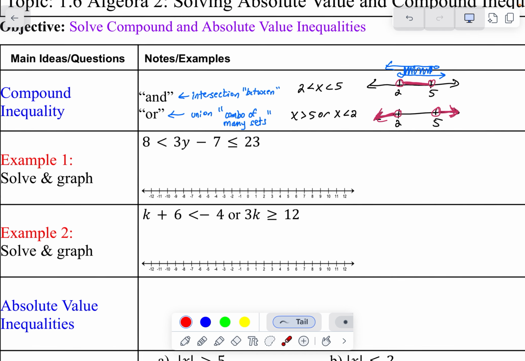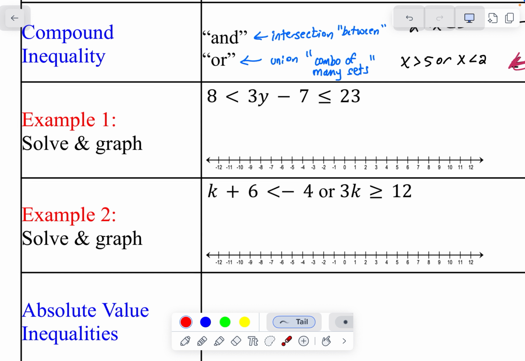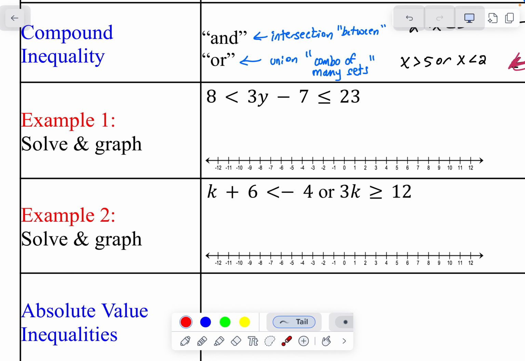Okay, so let's do one of each. Let's start with example 1. In example 1, what you're trying to shoot for is to get your variable alone in the middle. So we need to isolate the y. I think of this as almost like a 3D equation. Instead of just having a left and right side, where whatever we do to one side we do to both, here we have three pieces. We have three dimensions. Whatever we do to the left, we do to the middle, and we also do to the right.